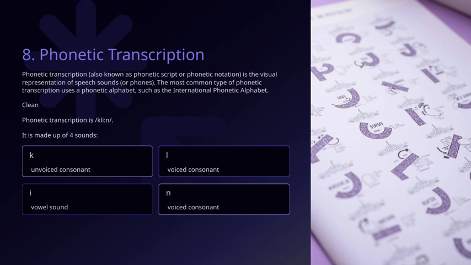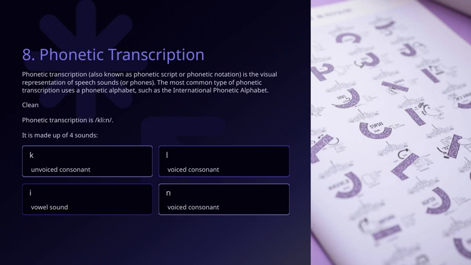In this case, there are 4 sounds involved. First, we have the K sound, which is an unvoiced consonant, meaning your vocal cords don't vibrate when you make this sound. Next is the /iː/, which is a vowel sound, and the elongated nature is indicated by the colon. Then, we have the L sound, which is a voiced consonant. Your vocal cords vibrate here. Finally, the N sound, another voiced consonant.